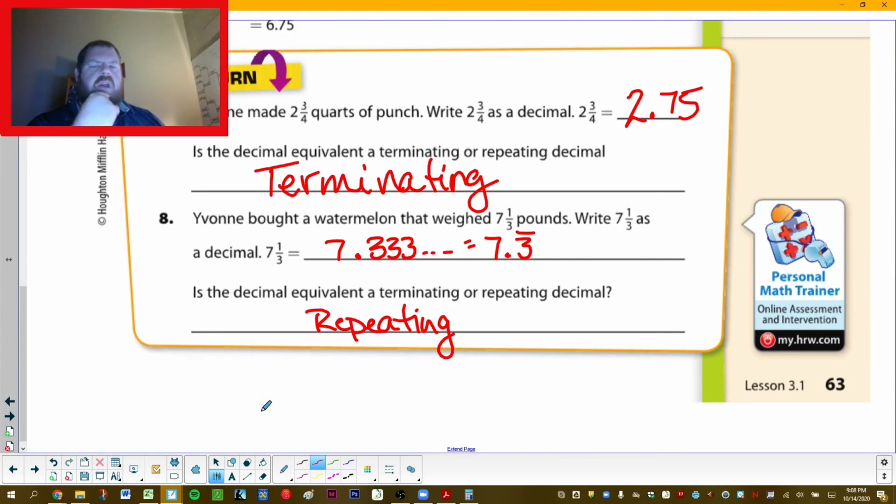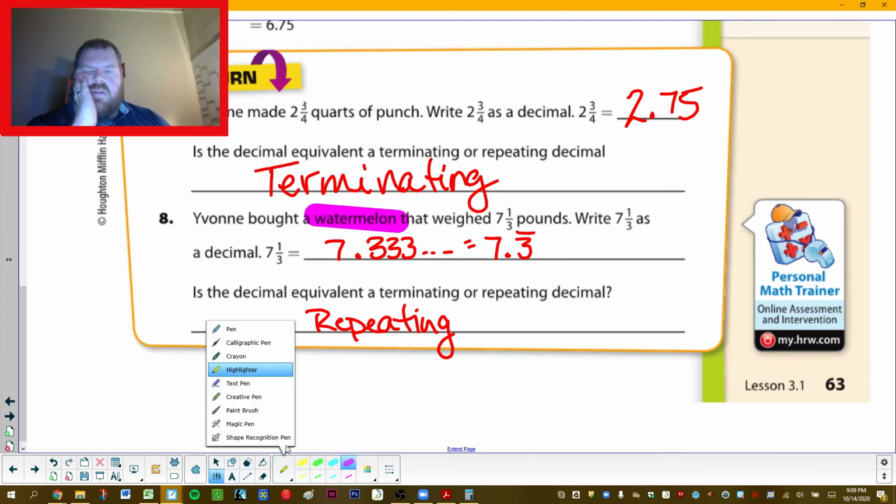I suppose we need a code word. It's right here. I've got my code word. Come on now. Watermelon. Watermelon is going to be our code word.